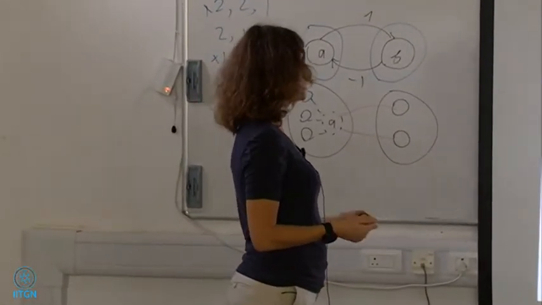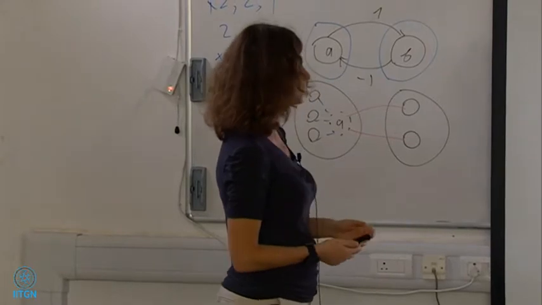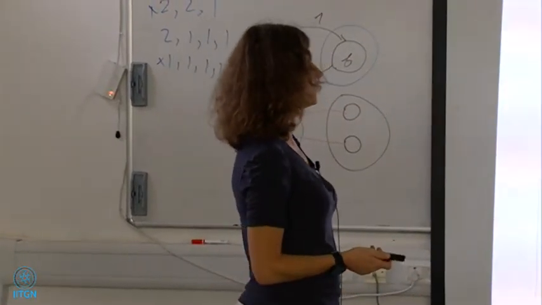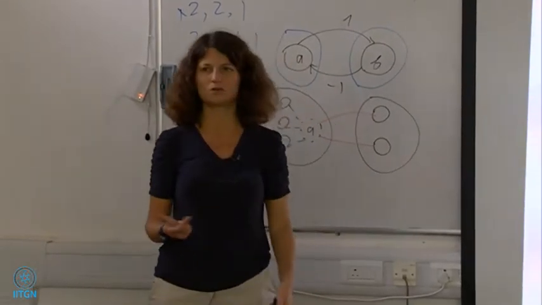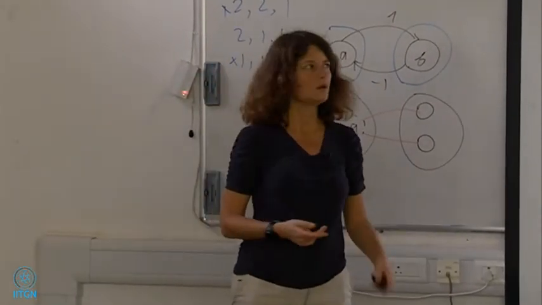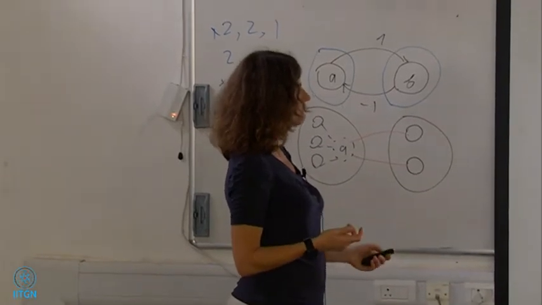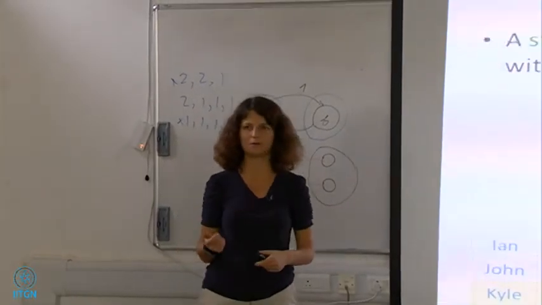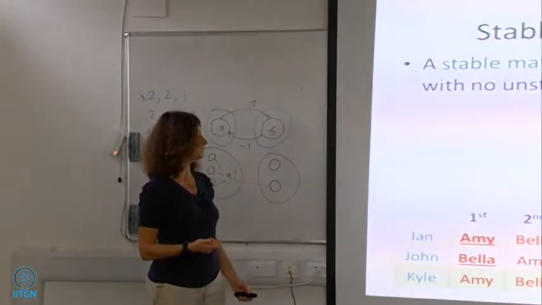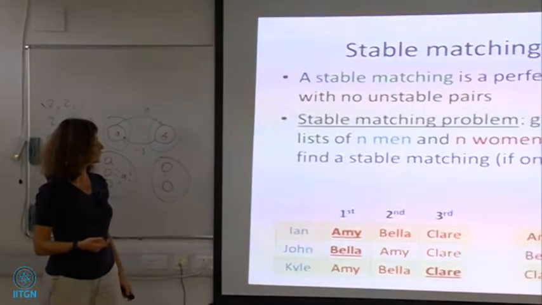Okay, so in fact, no. There's another possibility. Ian can also deviate with Amy. Amy would also prefer Ian to her current partner. So Ian is in a position to deviate, so there can be two possible deviating pairs. We say the stable matching problem is to find a matching that is perfect, everyone is matched, that has no unstable pairs.